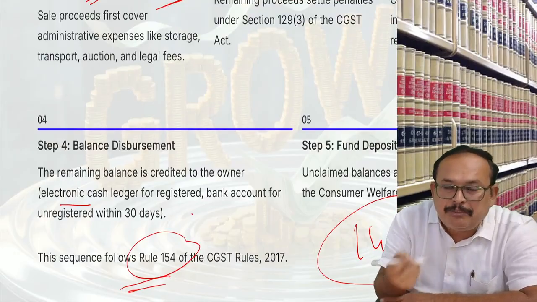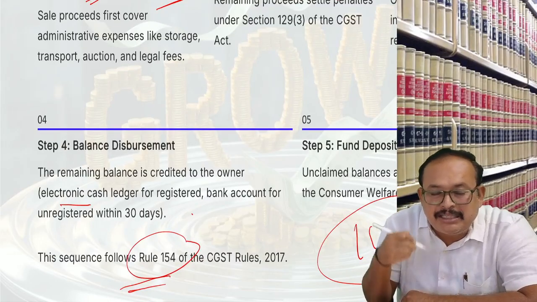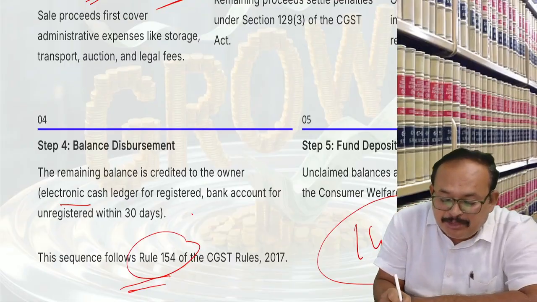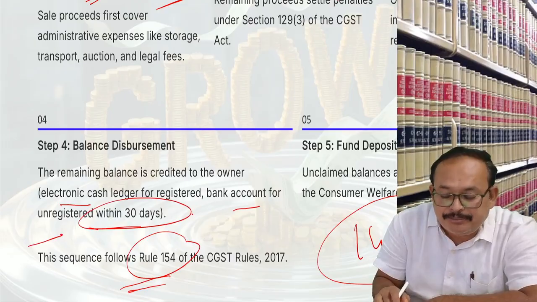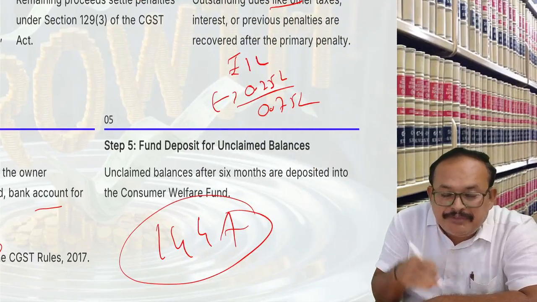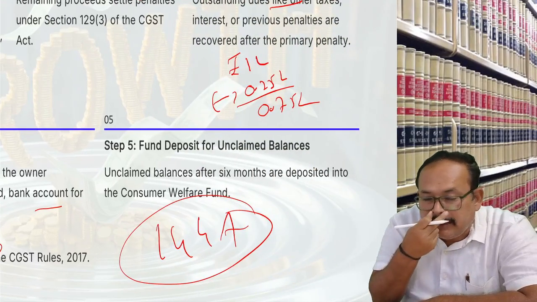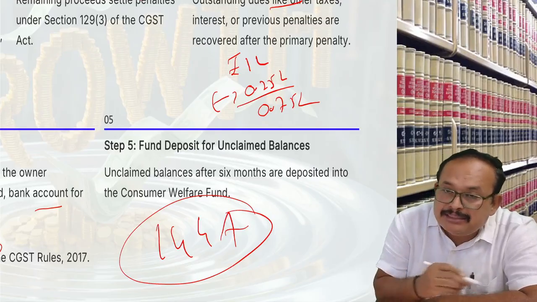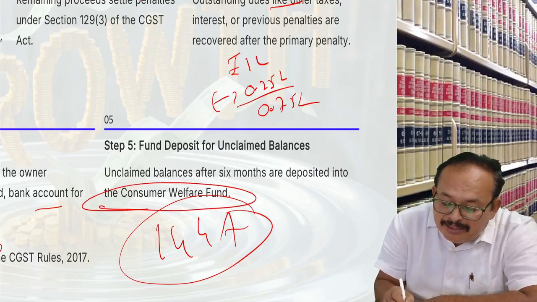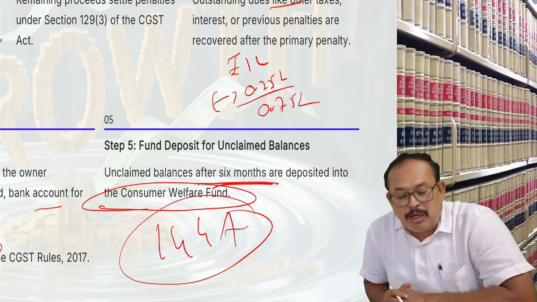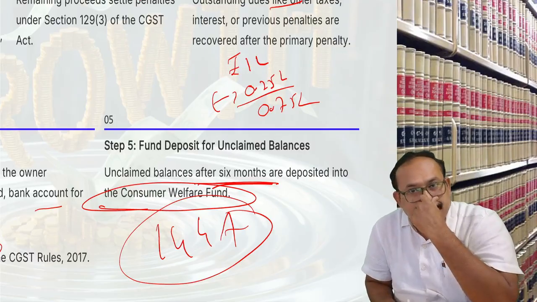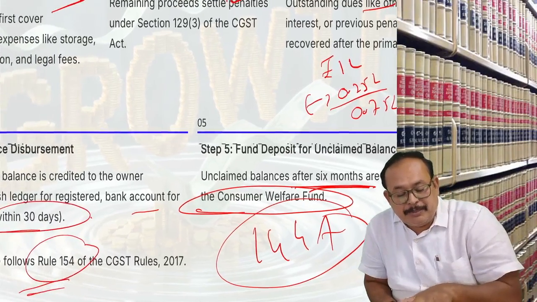Thereafter, the balance is distributed to the credit of the owner, returned to the cash ledger if a registered person. If the person from whom the goods have been detained and sold is an unregistered person, it goes to the bank account of the unregistered person within 30 days. If not able to credit to the bank account of the unregistered person, the amount will be sent to the consumer welfare fund after 6 months of that particular amount realized. You get my point, sir? 5 steps to get it.